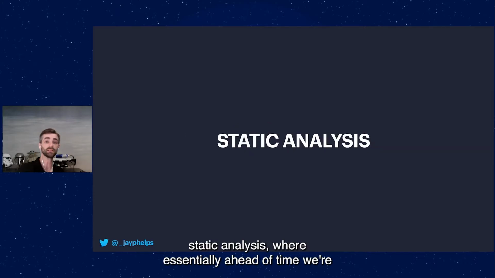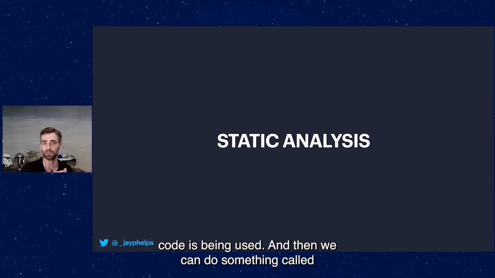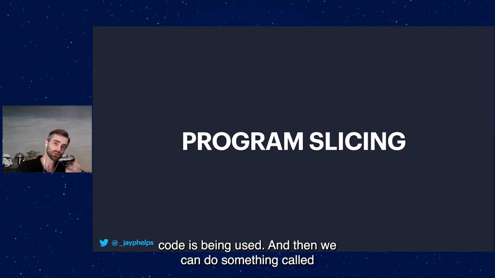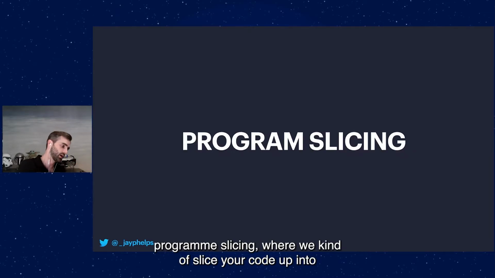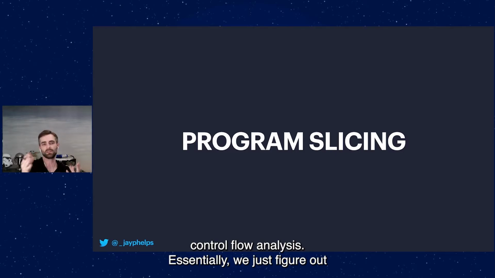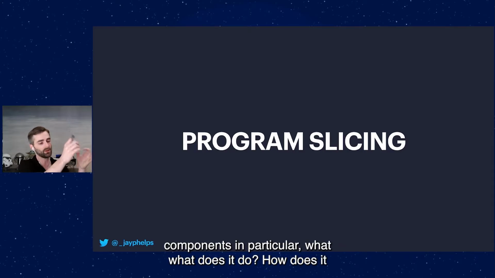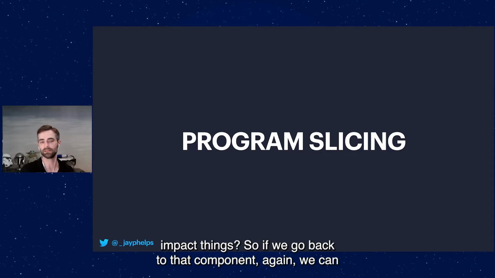And there's something called static analysis, where essentially ahead of time, we're able to analyze your code. We walk in and analyze how your code is being used. And then we can do something called program slicing, where we slice your code up into segments and data flow. We do data flow analysis and control flow analysis. Essentially, we just figure out how data flows through your application and your components in particular. What does it do? How does it impact things?